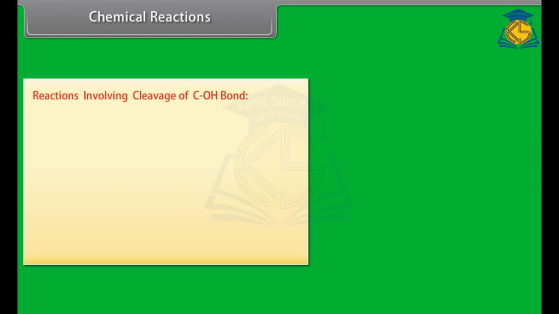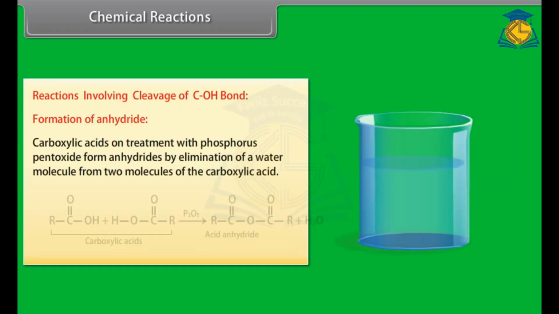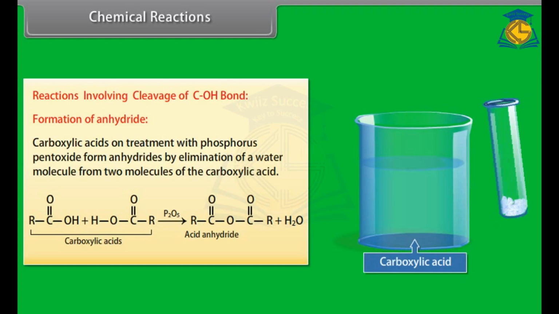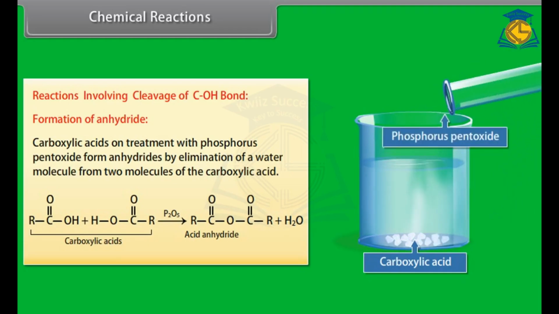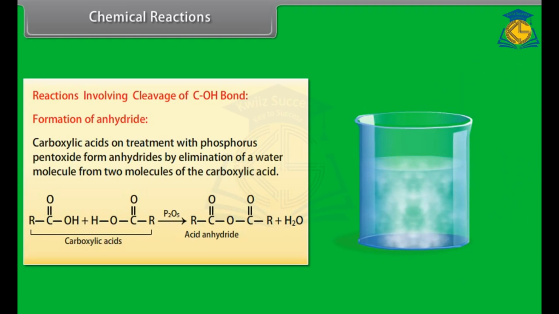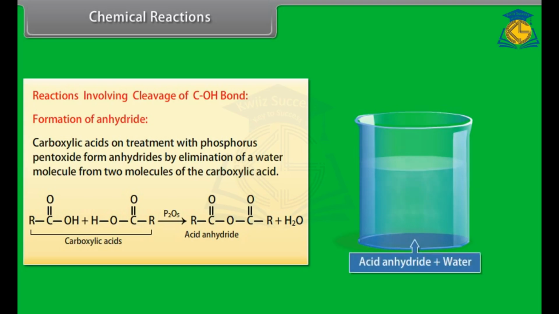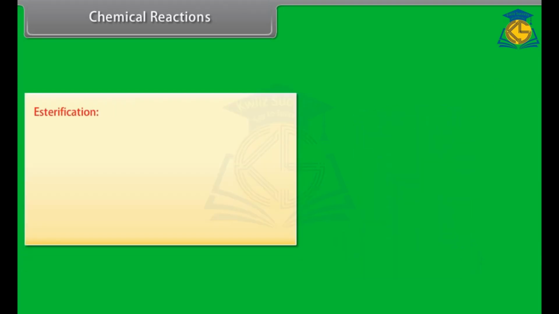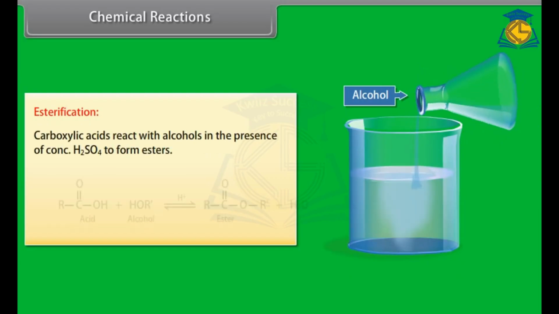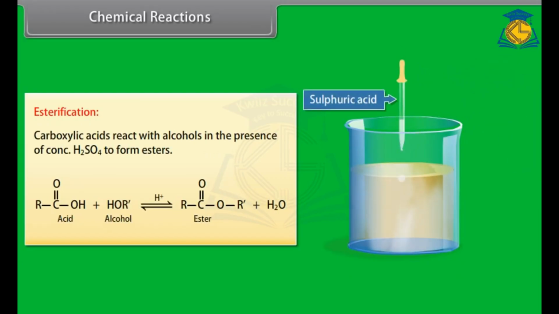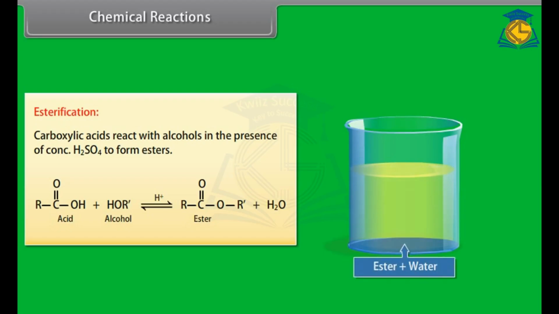Chemical reactions. Reactions involving cleavage of the C-OH bond. Formation of anhydride. Carboxylic acids on treatment with phosphorus pentoxide form anhydrides by elimination of a water molecule from 2 molecules of the carboxylic acid. Esterification. Carboxylic acids react with alcohols in the presence of concentrated sulfuric acid to form esters.